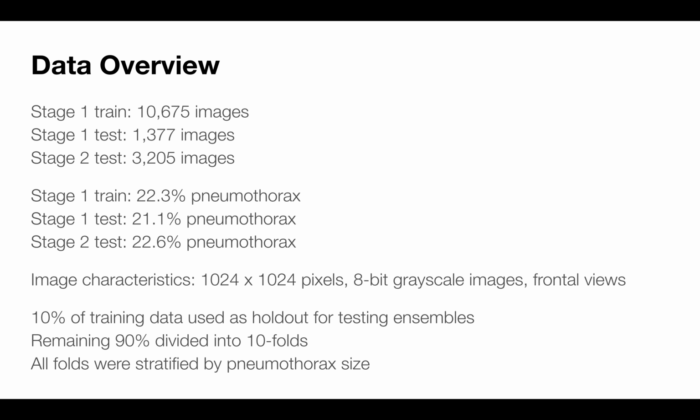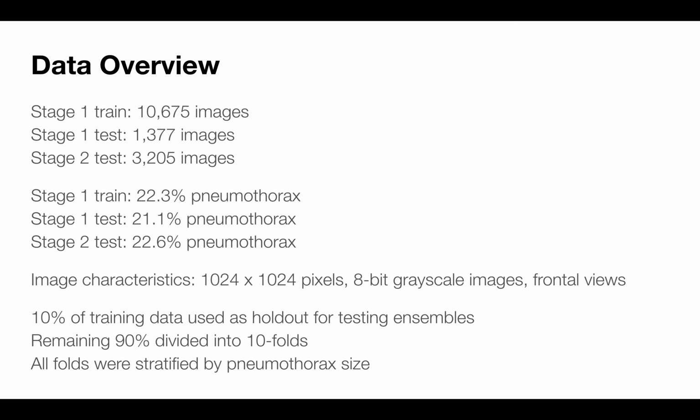The training set for Stage 1 had over 10,000 images. The Stage 1 test set, about 1,300 images. The Stage 2 test set contained 3,200 images. The prevalence of pneumothorax was similar across these three datasets. This makes it easier for models and prediction thresholds to generalize across datasets.